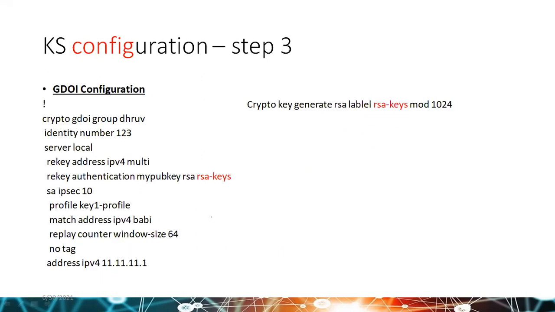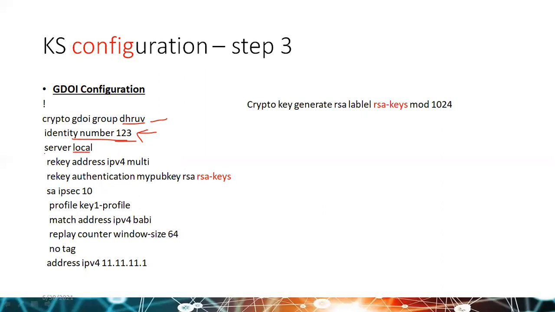Finally, last but not least, we have to create a GDOI group and identify the number. This number is very important because we have to give it the same number when we configure the clients, and the client will join this group after they provide the right identification number.